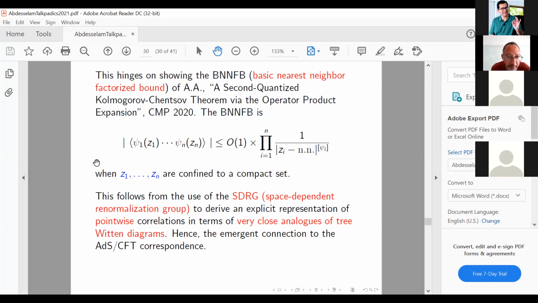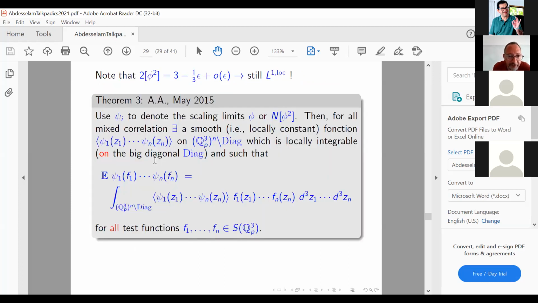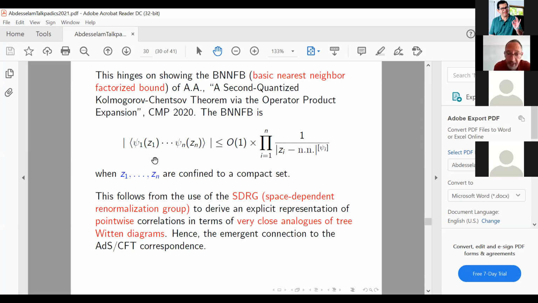So this bound here, as well as the previous result of constructing pointwise correlations, follows from a method which is the space-dependent renormalization group. And in fact, when you use this method, we get essentially an explicit representation for these CFT pointwise correlators using things which look a lot like tree Witten diagrams. And so there seems to be a connection to the AdS/CFT correspondence.